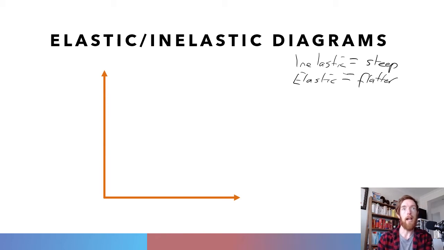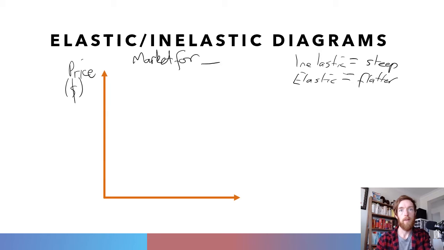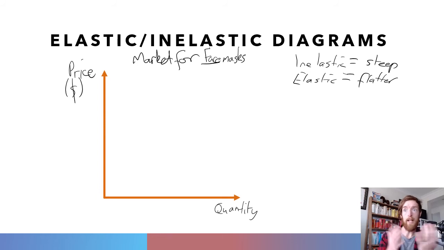So if we looked at, for example, we should still label the whole thing. We've got our price, we've got the market for, and we've got quantity. Let's say, for example, we go for face masks. They've recently changed the ruling around face masks. Relatively soon, you're no longer allowed to use scarves, buffs, anything that isn't a fitted face covering. So face shields are out, things like that.